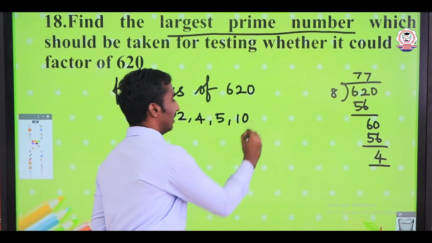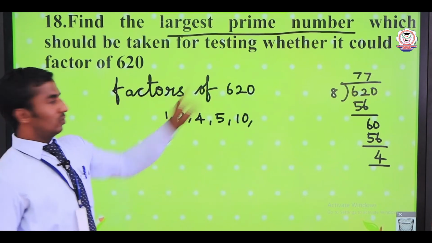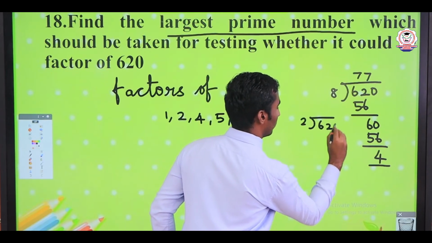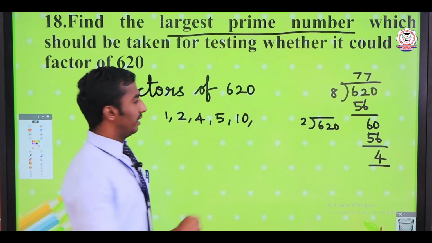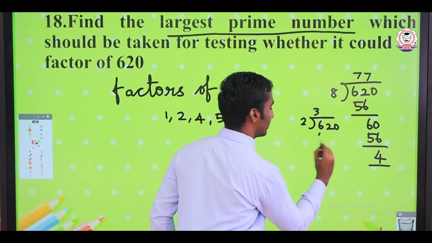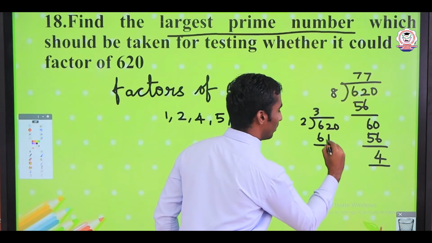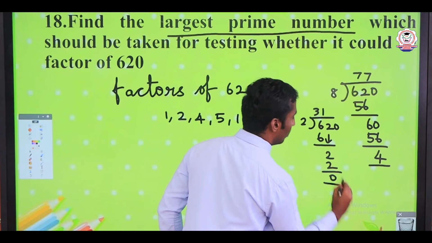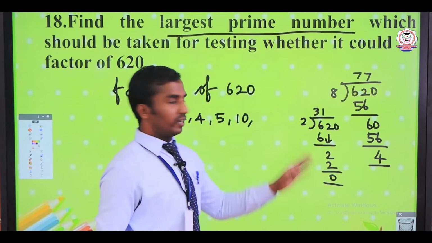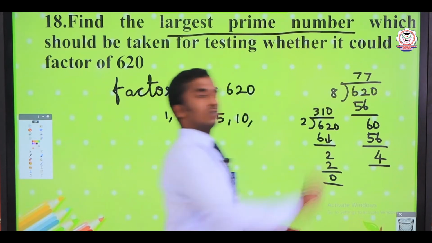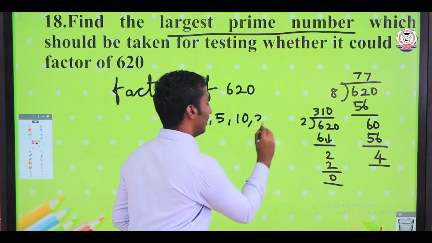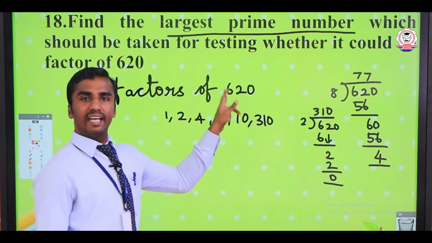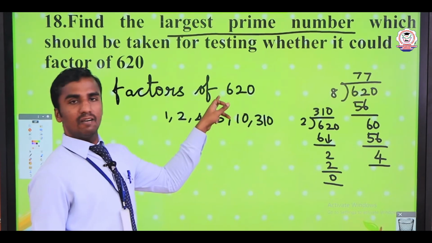And then next, listen. Divide 620 by 2. 2 threes are 6, remainder 0. Bring down this 2. 2 ones are 2, remainder 0. Here we have a 0, which goes into the quotient. So the quotient is 310. So 310 is a factor of 620, because 310 into 2 gives 620.